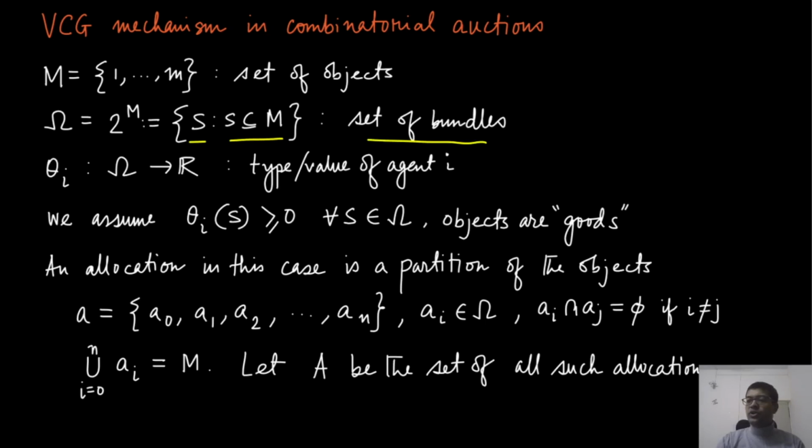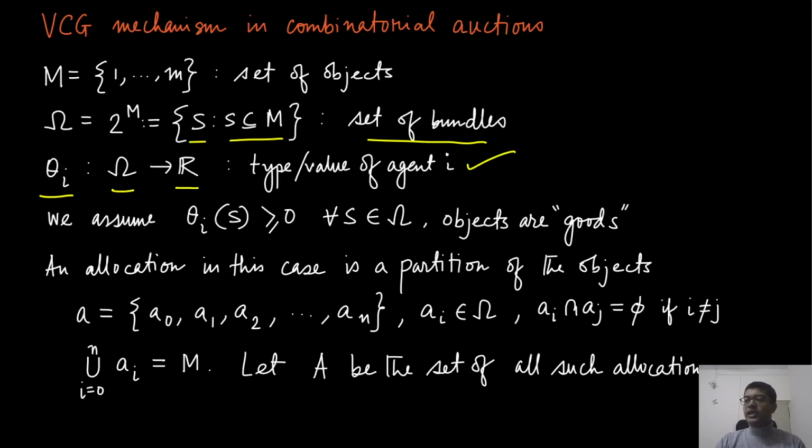And we are going to assume that the type is now a mapping from that set of bundles to the set of real numbers. Exactly same as what we have discussed in the previous example. Every player is going to give a valuation associated with every bundle. So if they are given object 1 alone, what is the valuation? If they are given object 1 and 2 together, what is the valuation? And if there are more objects, what is the valuation over all possible bundles of those objects? And this is what we are going to mention as the type or the value of this player.